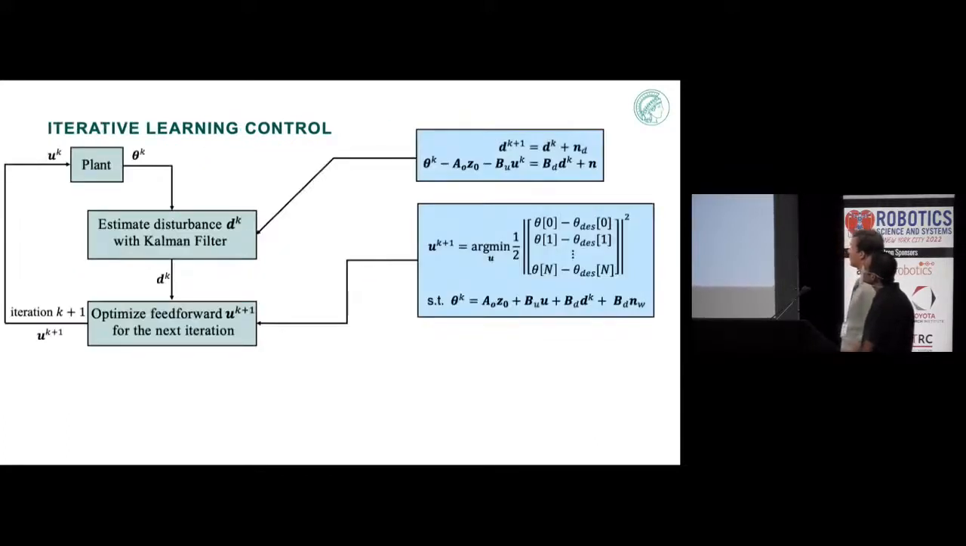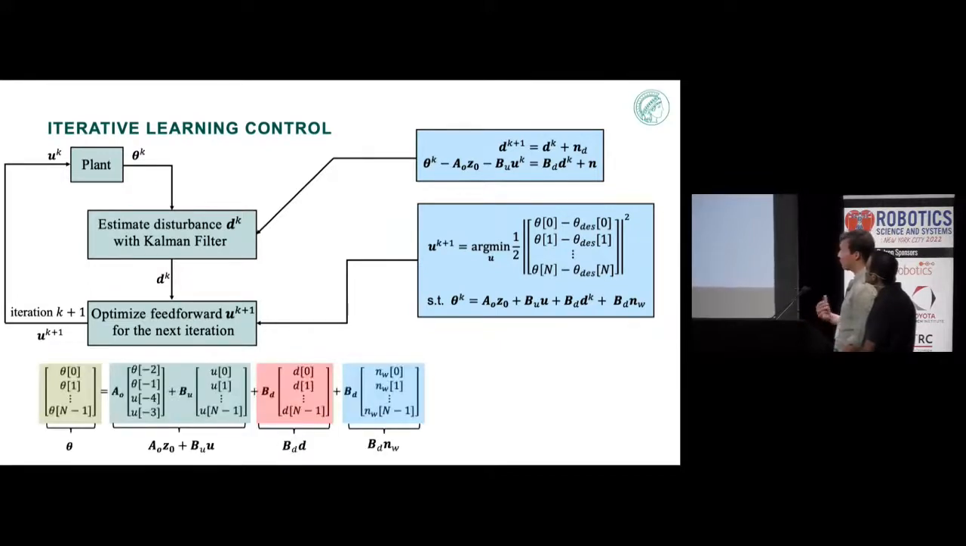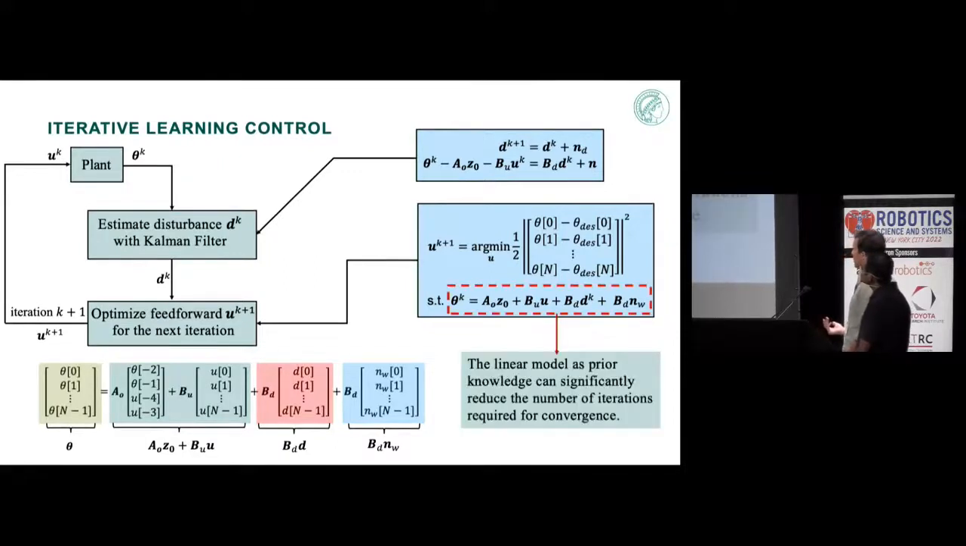A quick reminder on iterative learning control. We first apply the feed-forward commands, observe the real outputs, estimate the disturbance using a Kalman filter, and optimize a squared optimal control problem to get the feed-forward commands of the next iteration. We also assume our linear model that we identified before with terms that capture the repeatable and non-repeatable disturbances. And by assuming this model, we also significantly reduce the number of iterations of each ILC execution.